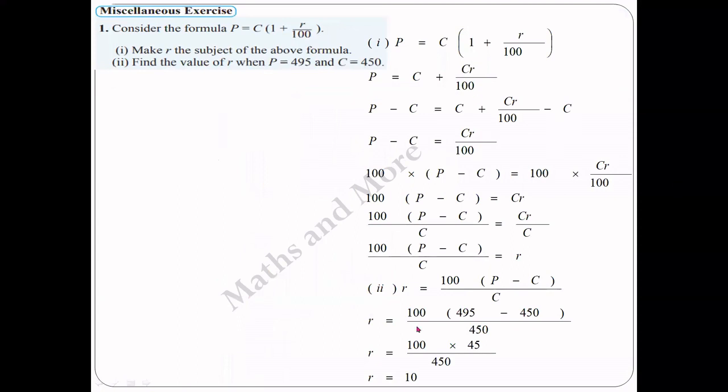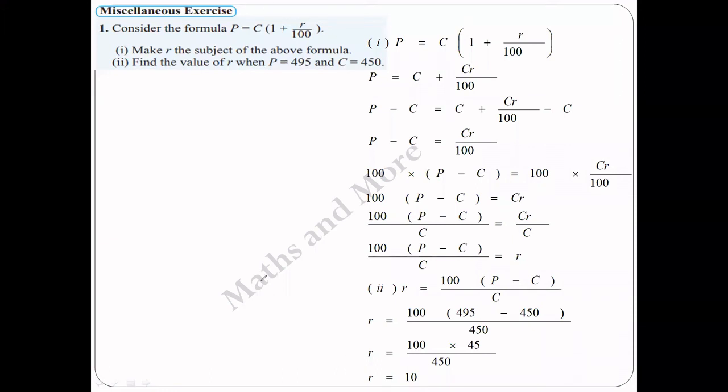I did a problem of the miscellaneous exercise also, because only a few problems are in the exercise. Therefore, I did a problem in the miscellaneous exercise. Let's see that problem. This is the last one. After that, I will end the lesson.